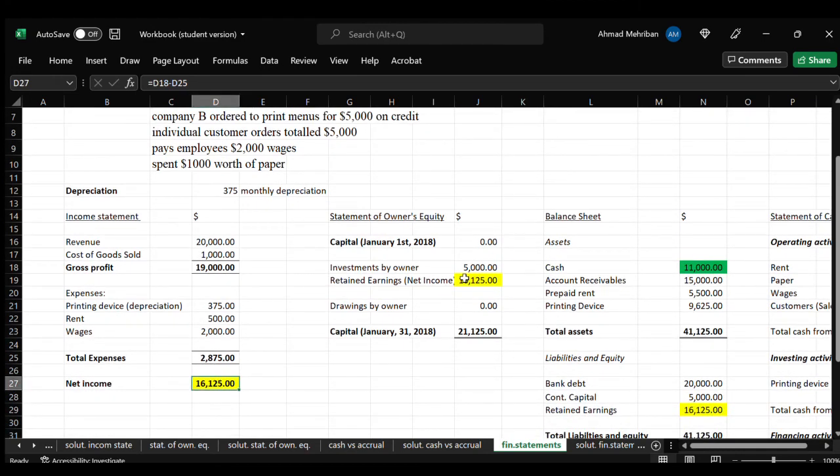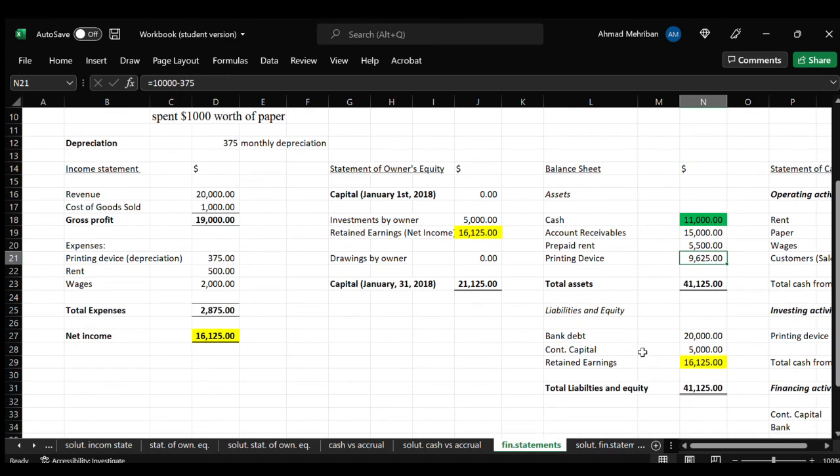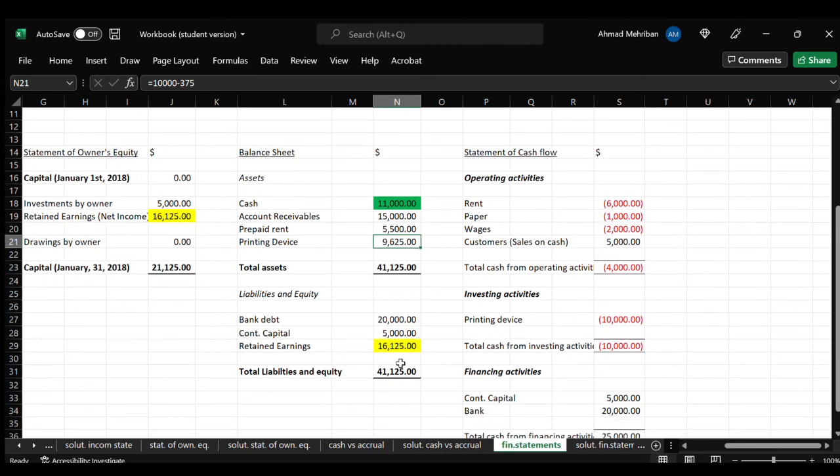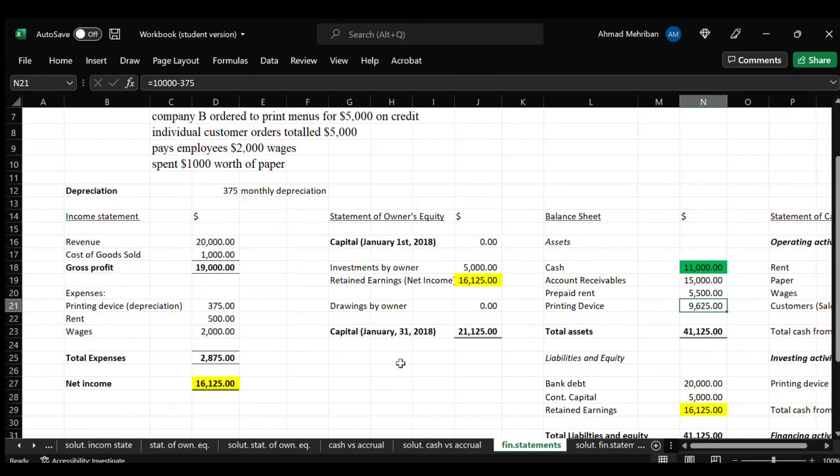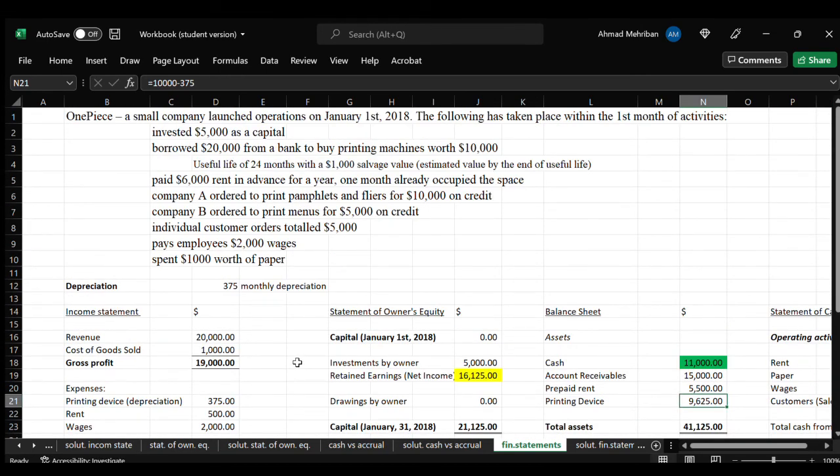Now, besides these numbers being linked within the financial statements, you already have different types of connections, for example here, as you can see, the printing device originally used to cost 10,000, but as you know, in the income statement we've expensed the depreciation of 375, so it did see the reflection in the balance sheet. So there are many connections between these pieces of information, and you have already experienced that, and I hope it made it much clearer for you, and you will successfully be able to solve a similar problem by yourself and get all correct numbers.